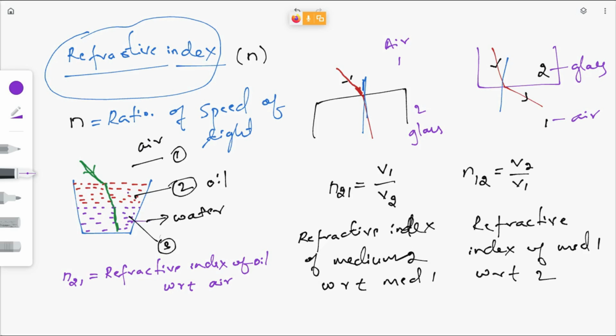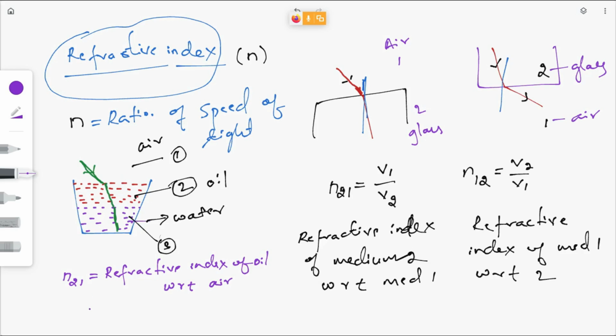The concept is very simple. Light is traveling from air to oil and then oil to water. So if you want to find the refractive index of 2 with respect to 1, you need to just stick to oil and air. Yes or no? Just stick to oil and air. So what is n21? Refractive index of medium 2 with respect to medium 1. So here medium 2 is oil and medium 1 is air. So refractive index of oil with respect to air, that is your n21. Yes or no?